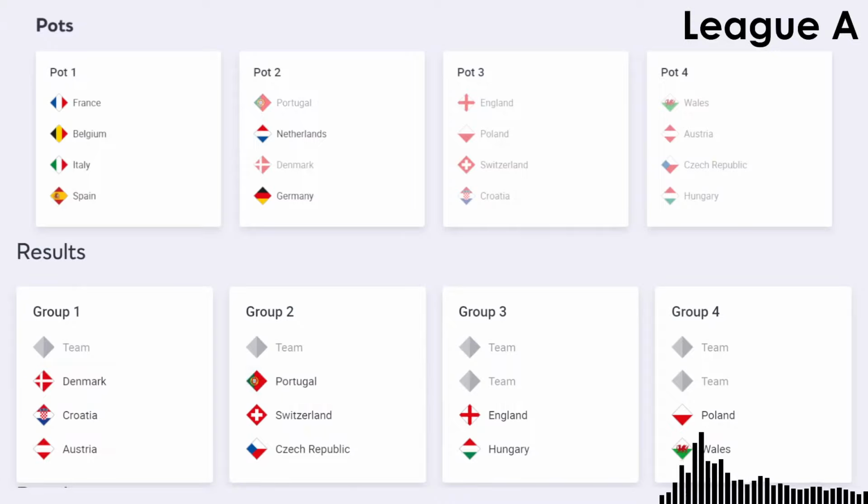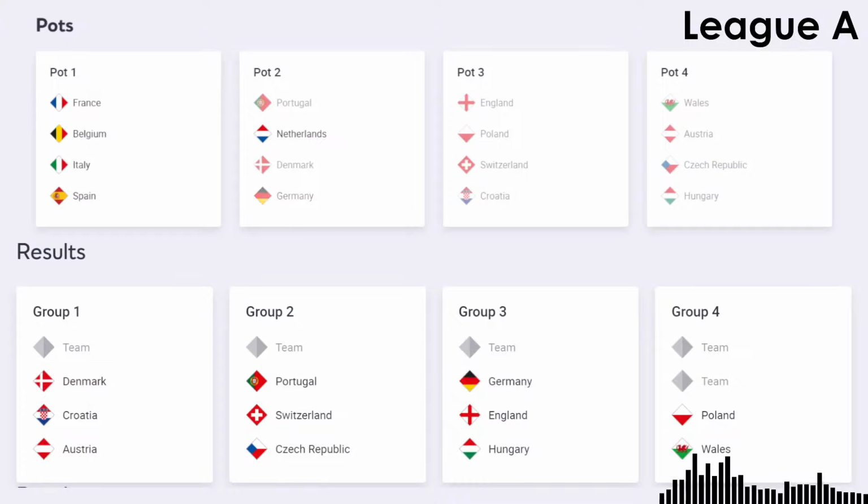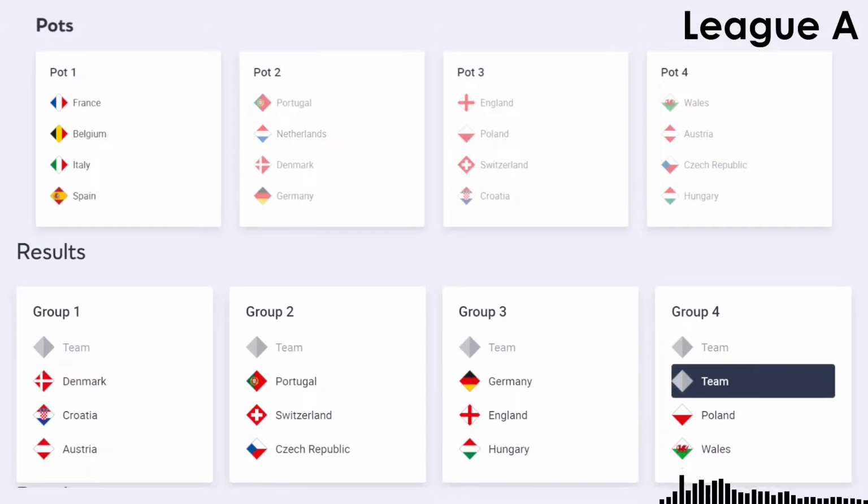Germany on Group 3. Oh, it should be a tight match for England and Hungary. England and Germany on Group 3. Wow, it should be a tough competition. England and Germany are in the same group now. So anyway, Netherlands on Group 4 with Wales and Poland. Group 3 Germany, England and Hungary. Group 2 Portugal, Switzerland and Czech Republic, and Group 1 Denmark, Croatia and Austria.